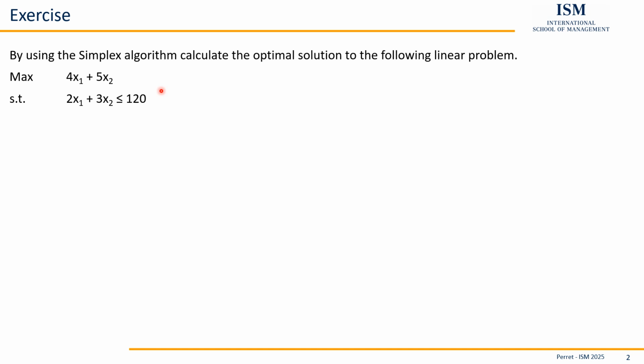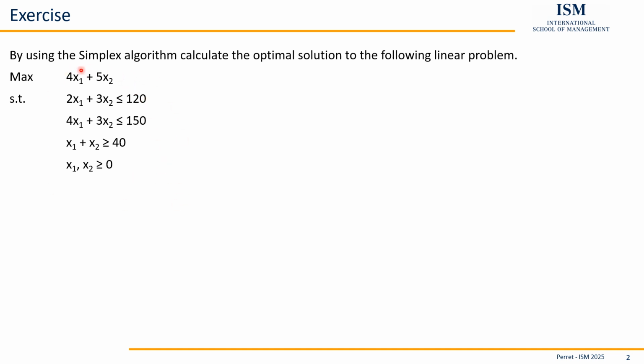The first one, 2x1 plus 3x2 smaller or equal to 120. 4x1 plus 3x2 smaller or equal to 150. And finally, x1 plus x2 larger or equal to 40. Well, so much for the problem as such. This is topped off with our so-called non-negativity constraints, so that both decision variables need to be 0 or larger. Well, how to solve this?